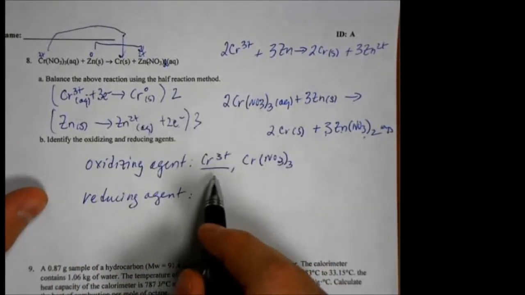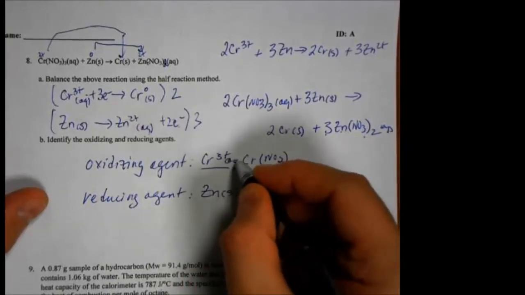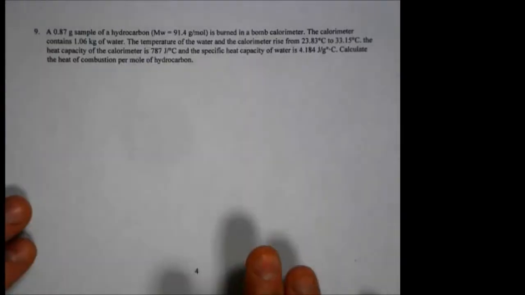Okay, so then for the reducing agent, that's just going to be the zinc solid. Okay, so that's how you handle balancing by the half reaction method. Okay, so we're going to pick up with 9.